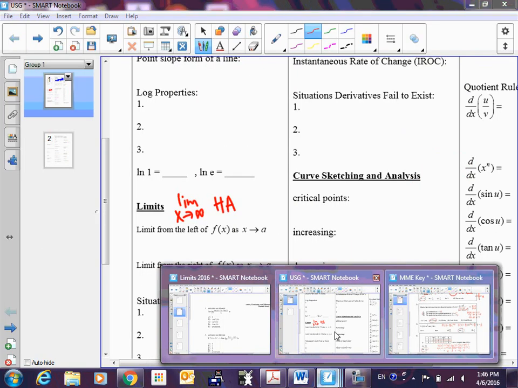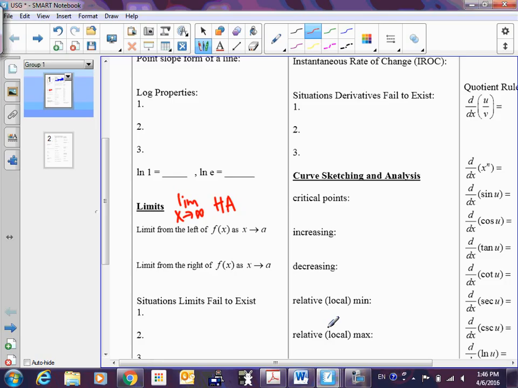And what I would like for you to do is to look back at your green sheet and let's review a little bit more about limits. Okay, so let's see how much of this we can fill out. So limits from the left of f of x as x approaches a. Does anybody remember how we write that? Okay, but how do we say from the left? What do we put right here? We put a little minus right there. And then from the right, that would be a little plus.